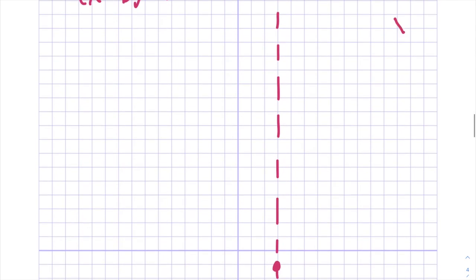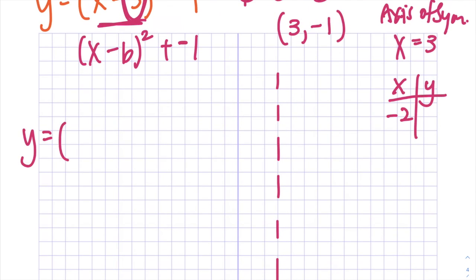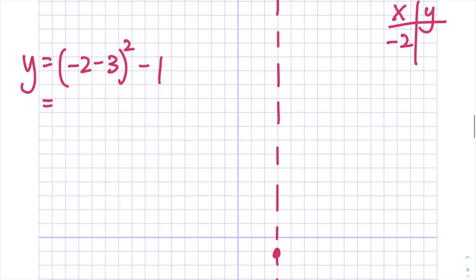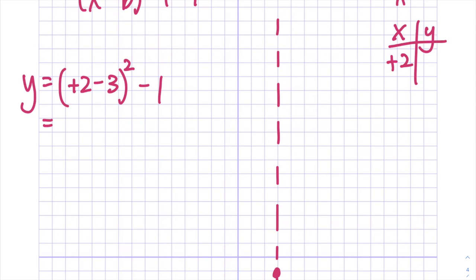Plot our vertex. Now to create that table, we need one more point. So let's choose negative 2. So y equals negative 2 minus 3 squared minus 1. So negative 2, oh, I'm sorry, let's make that a positive 2. Positive 2 minus 3 squared minus 1.